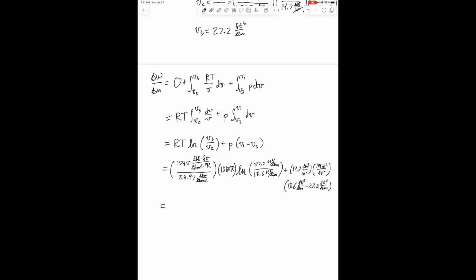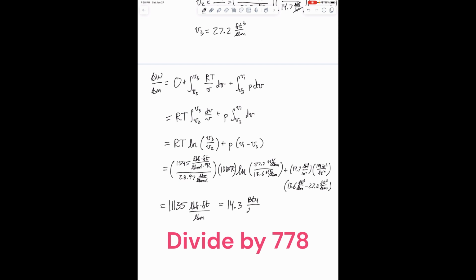Okay, I recognize this answer. I get 11,135 pound force foot per pound mass, which is 14.3 British thermal units per pound mass.